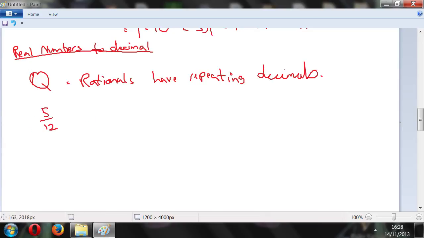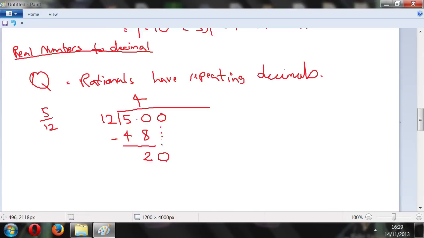Okay. So let's try 5/12. What might that be then? So we'll do 12 into 5. We can't do it. So then we're going to do 12 into 50, which is going to go 4 times. And we're going to subtract the 48 down here. And we're going to be left with 2. Then we're going to bring the naught down. And we're going to do 12 into 20. It's going to go 1 time.